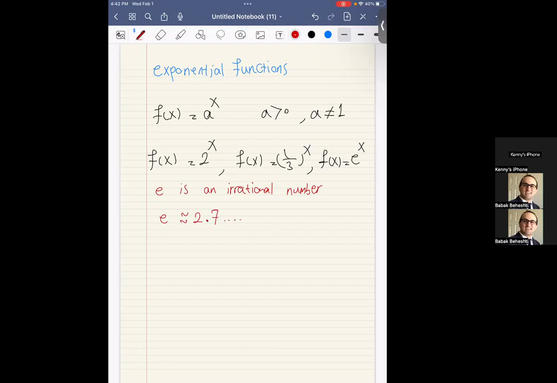So e is a special number, which is about 2.7, but it has infinitely many decimals. It's an irrational number, just like pi or square root of 2. You remember we have rational versus irrational numbers. For example, pi is irrational, square root of 2 is irrational, square root of 5 is irrational.